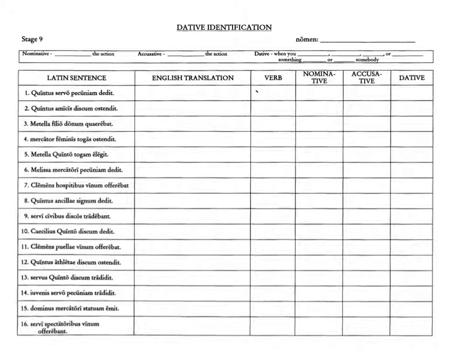And then 16, our last sentence, the slaves were offering the spectators wine. So afferabat is the verb, servi is the nominative, venum is the accusative, and spectatoribus is the dative. By now you may have noticed that there is a general pattern that is followed in all of these sentences. And that is the nominative is the first word in the sentence, followed then by the dative, and then by the accusative, and then the last word being the verb.